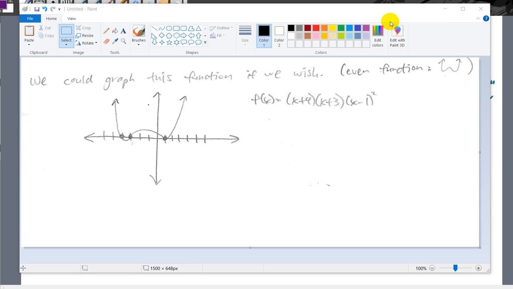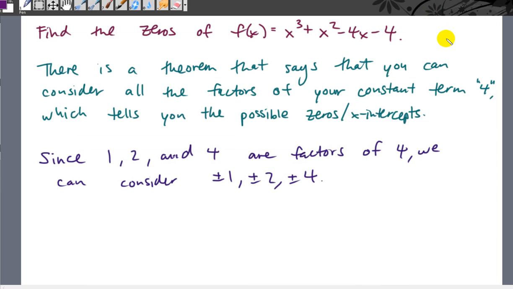All right, let's take a different example now. Let's say we want to find all the possible zeros of this particular function, f of x equals x cubed plus x squared minus 4x minus 4. There's a theorem that says you can consider all the factors of our constant term, 4. This is our constant term, and that tells you the possible zeros or x-intercepts.